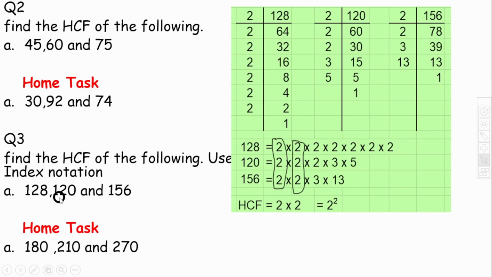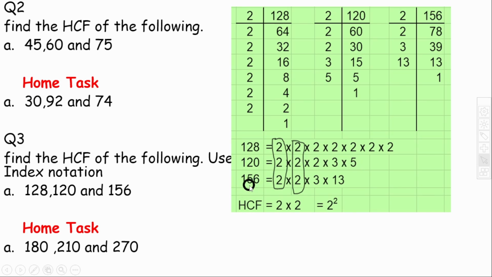Now let's do the second number, which is 120. 2 in 1 is not possible. So what do we do? We put the first figure and the second figure together. 2 in 12 is 6. We write the 6 down. 2 in 0 is 0. We write the 0 here. 5 in 5 is 1. So we have come to the end of this one. So 120 is equal to 2 times 2 times 2 times 3 times 5. You understand? As a product of its prime factors.